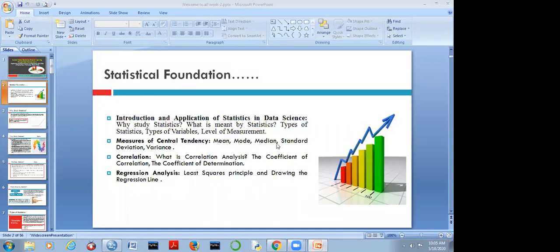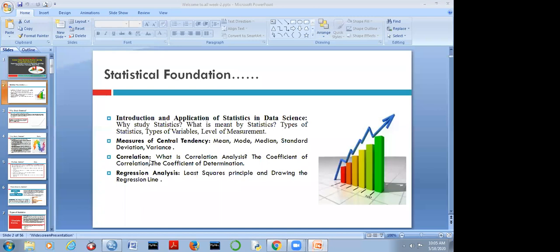In the second part, I'm going to take you through measures of central tendency, in which we can understand mean, mode, median, standard deviation, and variation. I will tell you how these statistical tools are practically applicable, so that whenever you go for data science, and Anjula ma'am will teach you data science concepts, these basic concepts should be clear in your mind.